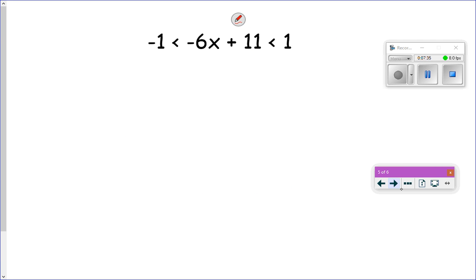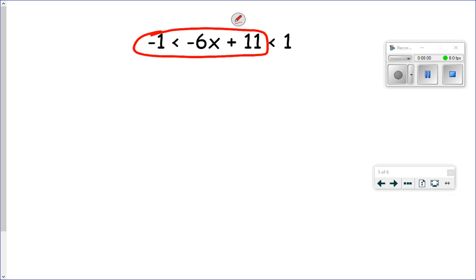Okay, next example, I have negative 1 is less than negative 6x plus 11 is less than 1. So this one looks a little bit different. It's all squished together. It's the same thing. It's just a compound inequality. But I'm going to go ahead and separate them so that we aren't solving all off the same problem. So I'm going to go from my outside number to my next inequality sign. So I'm going to rewrite that. Write the word and, because since these are written together, that means it's automatically an and inequality.